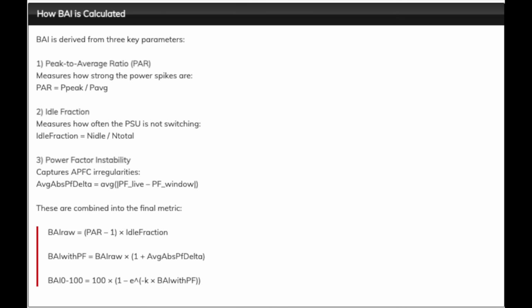We measure average input power and peak input power, then the peak-to-average ratio. If the PSU is smooth, this stays near 1. If it bursts aggressively, this increases. Next, idle fraction: how much time the PSU is effectively doing nothing, even at light loads. This can be significant. Then, power factor instability. We compare instant PF with window average PF. If they drift, the APFC converter is unstable.